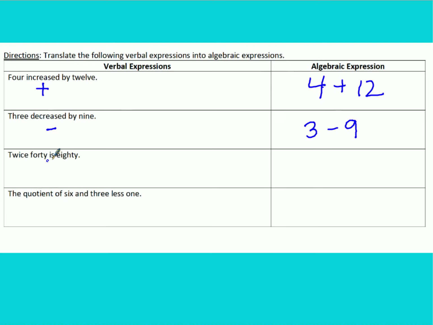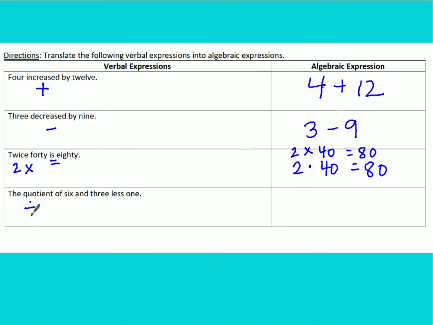We have twice 40 is 80. Twice here means 2 times 40. And then we have is. We didn't talk about is, but is just means equal or the same as. So we can say 2 times 40 equals 80. You also could have written that multiplication sign using an x, but I'm going to just avoid using that x here.